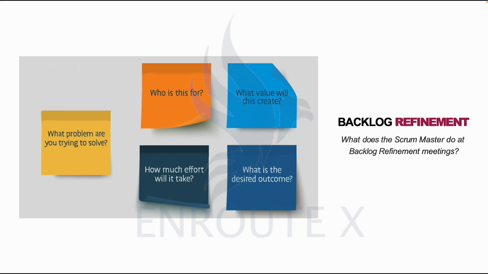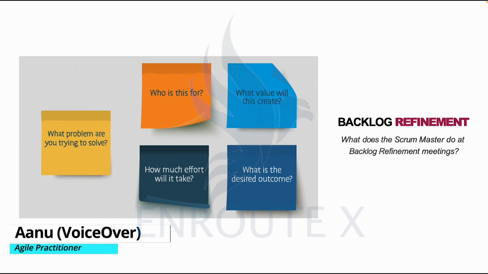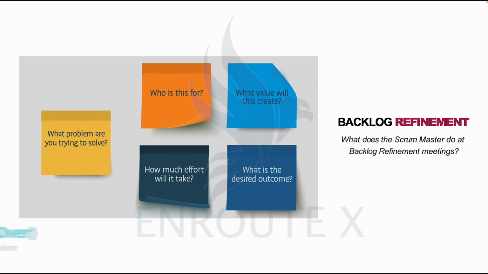Back to class. We're gradually moving towards the end of module 3. In this class, we'll be looking at what the Scrum Master does at the backlog refinement meetings.